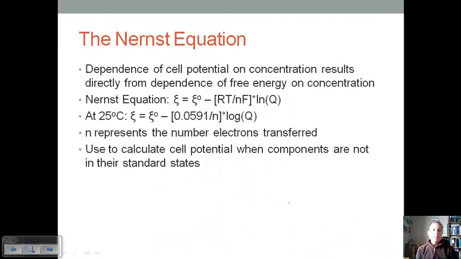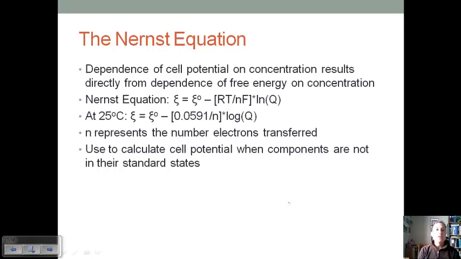Okay, when we have non-standard conditions, we can use what's called the Nernst equation. The dependence of cell potential on concentration results directly from the dependence of free energy on concentration. So this is where we're linking equilibrium with concentration with our G, or our free energy.